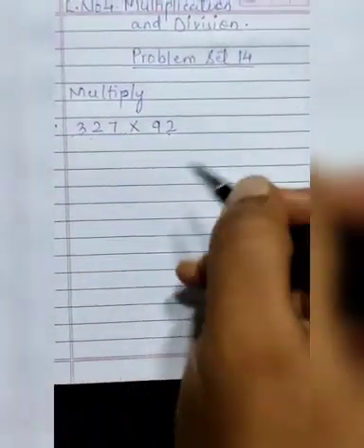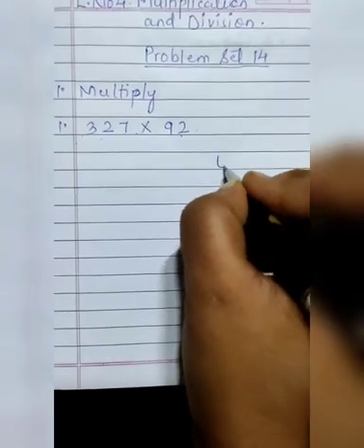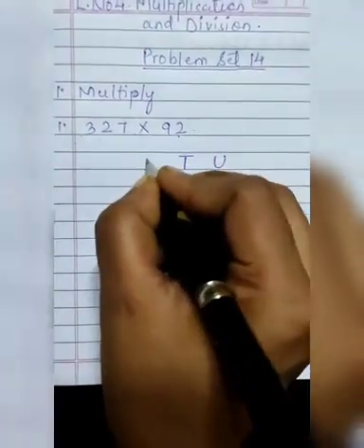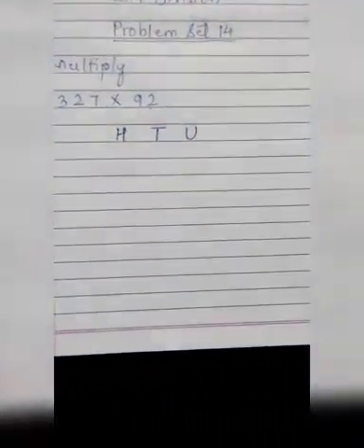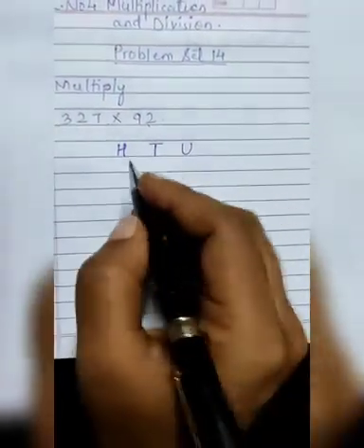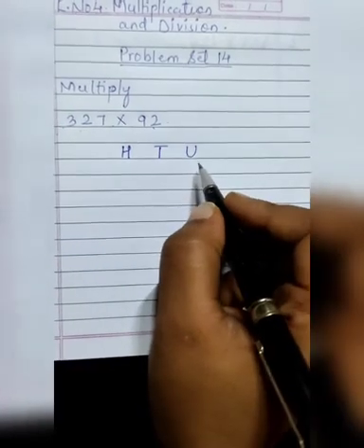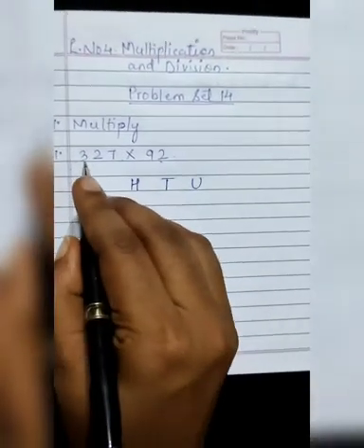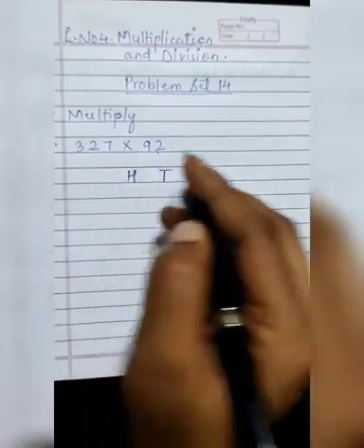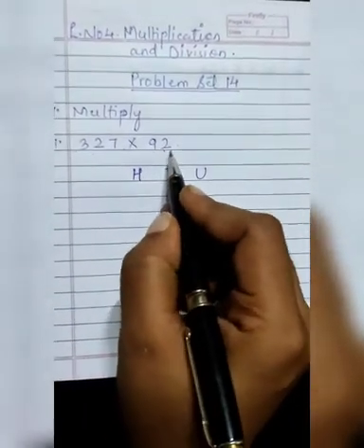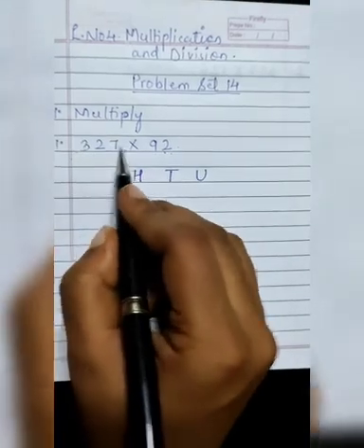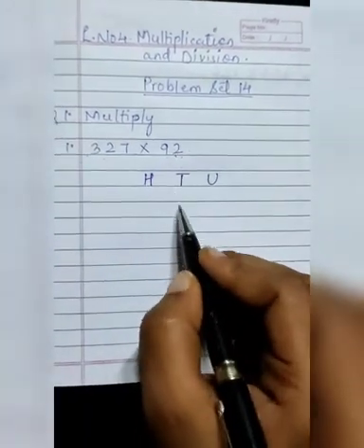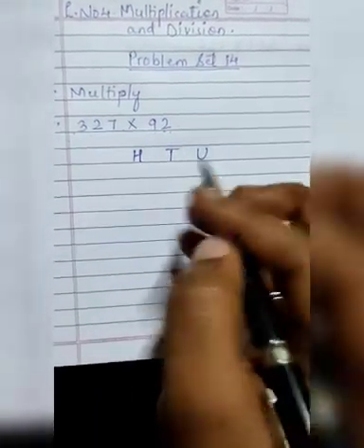First of all, we will write the place value: unit, tens, 100. See how I am writing in very neat and tidy handwriting. Keep the distance between the numbers so that it looks neat. Now the number is 327. Now we have to multiply this number by a 2-digit number, so we will leave 2 lines for the carries.